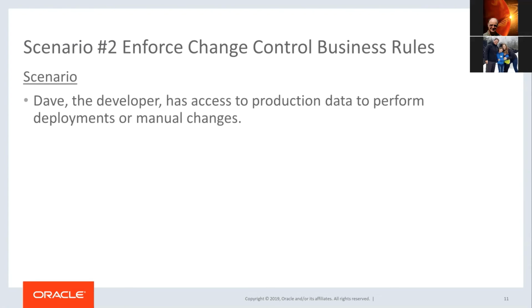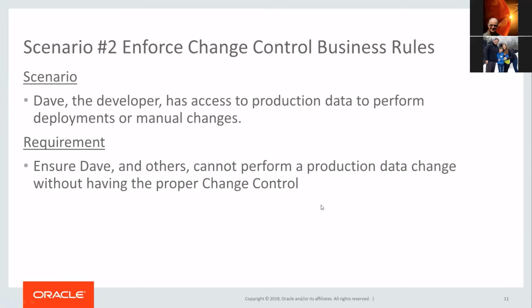Our scenario is we've got Dave, he's a developer. He has access to production data to perform deployments or manual changes. As much as we'd like to keep the developers or even the DBAs out of production databases, it's generally not the most realistic scenario. Someone's going to have to go in there and manually change something or create something or add something. But let's enforce some change control here with technical controls.